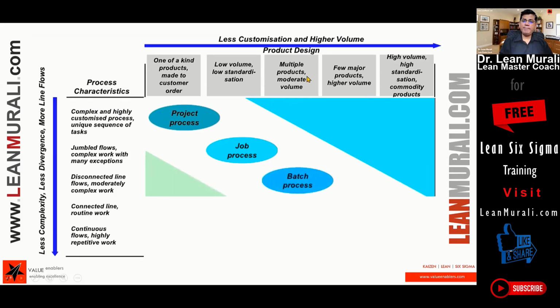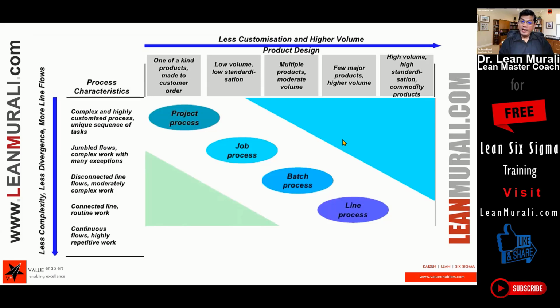Batch process. Generally, batch process comes under this area. There can be a slight shift here and there, up, down, left, right, and things like that. Batch process means disconnected lines, moderately complex work, multiple products, moderate volumes, and things like that. And now we come to line process, which helps in lean. Okay, line process.